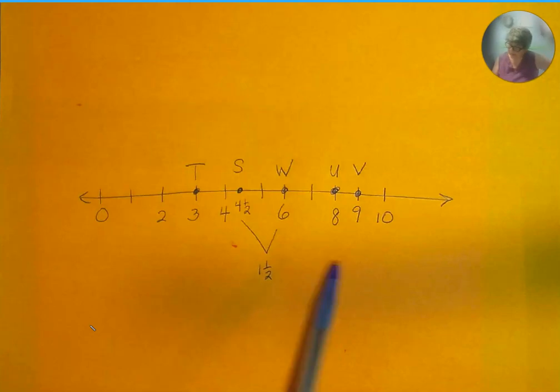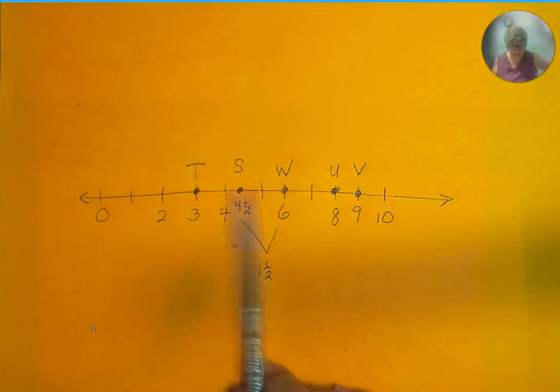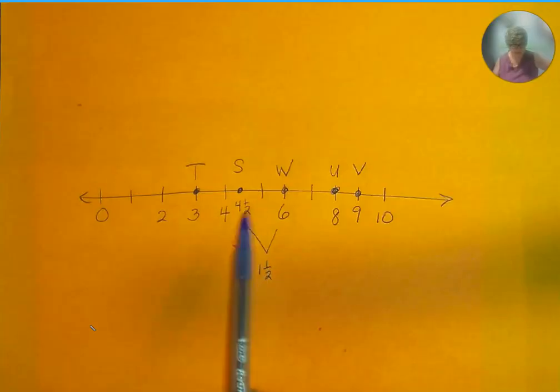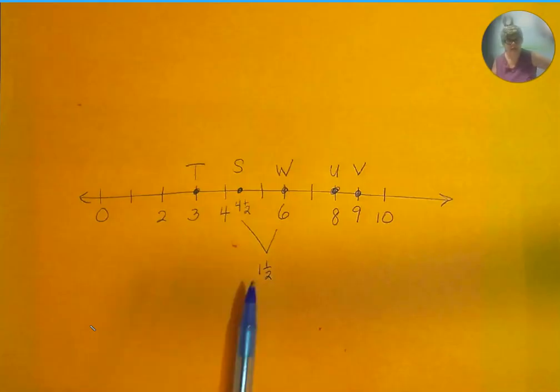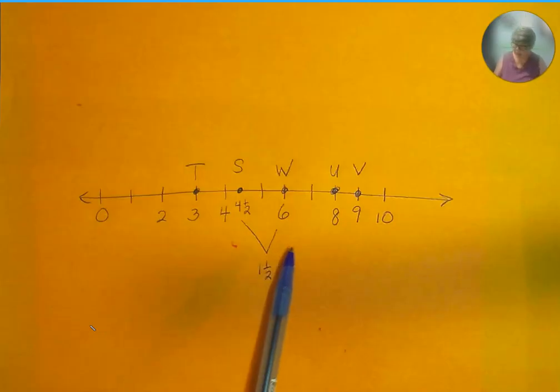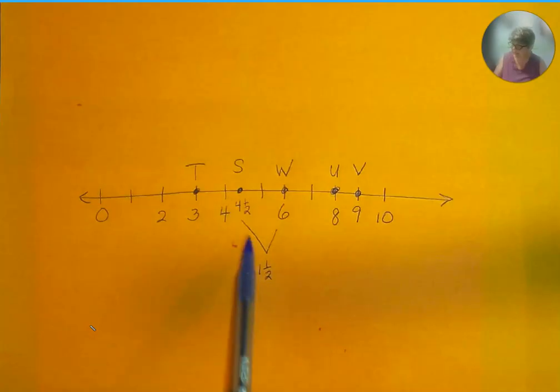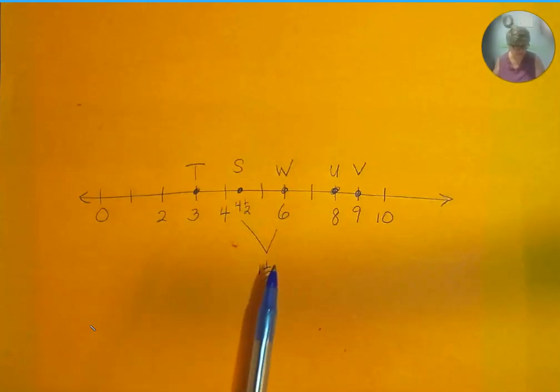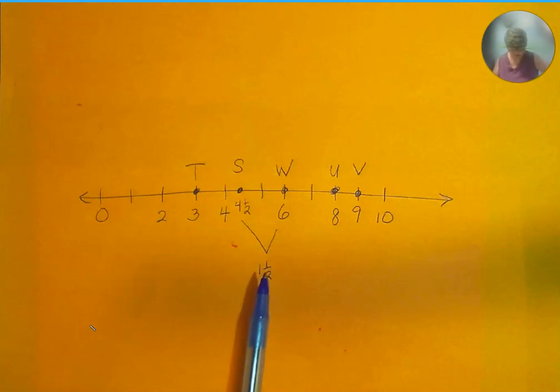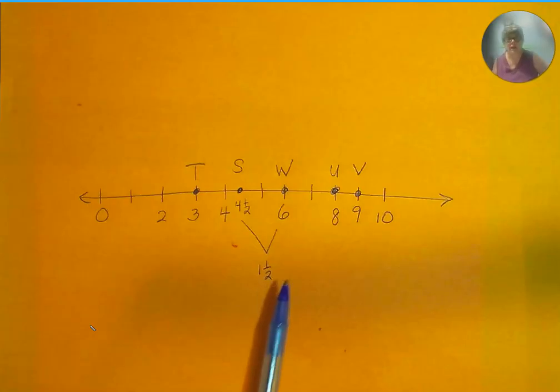Point S is halfway between 4 and 5, so we could say it is 4.5. It might be an estimate if we don't know this exact place, so we could estimate 4.5. And then we can look at the distance between S and W. Since S is at 4.5, we see that it's 1.5, so we do have to continue thinking about fractions sometimes here.